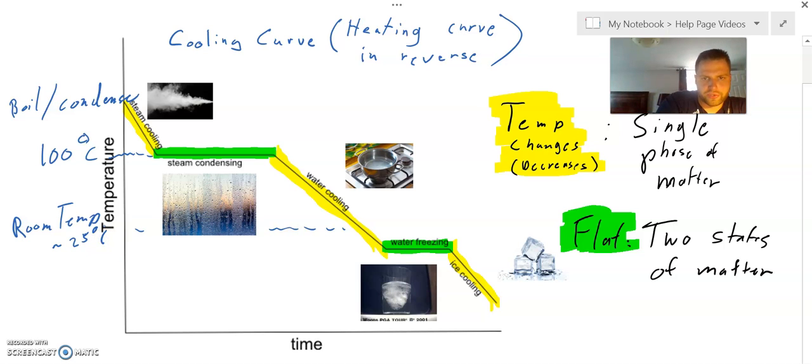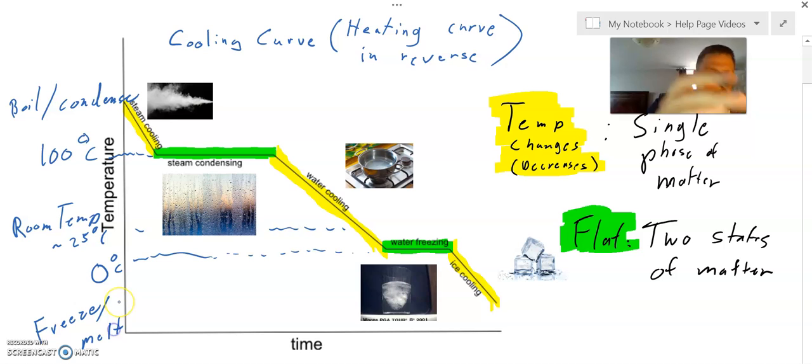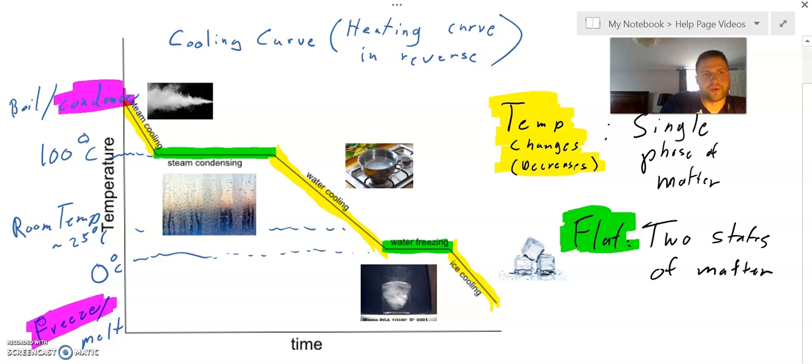And then here's going to be our last really critical area. Water freezes or melts at 0 degrees Celsius. So here we'll write down freeze / melt. So notice, because this is a cooling curve, we're not going to pick the words boil or melt. What we're going to pick is condense and freeze on the way down.